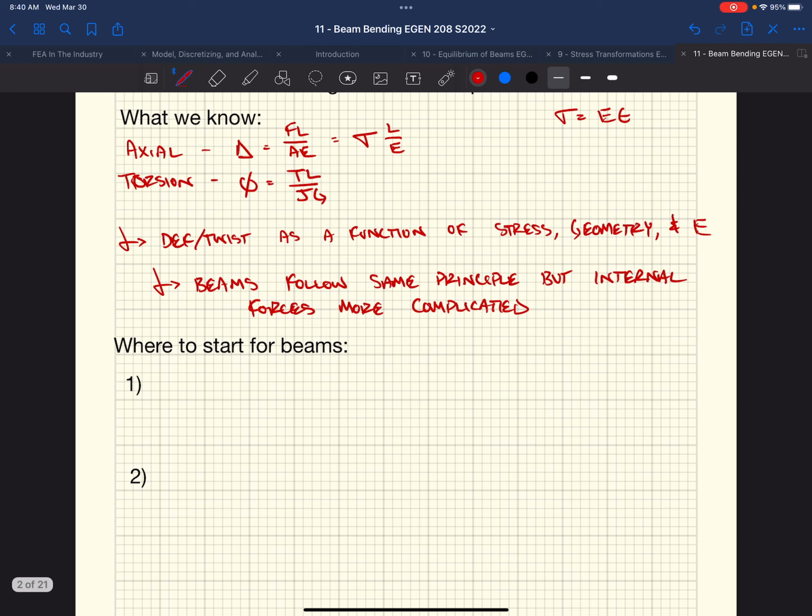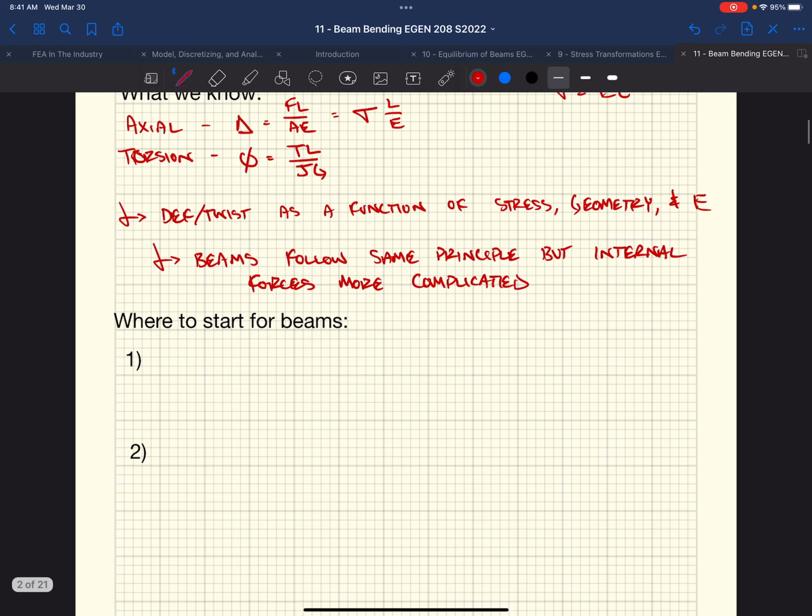Right? We did axial loads. Axial loads just created normal stresses, right? Torsional loads just created shear stresses. Well, beams create both. Okay, we're going to have moments. Moments are going to create normal stresses. We're going to have shear. Shear is going to create shear stresses.